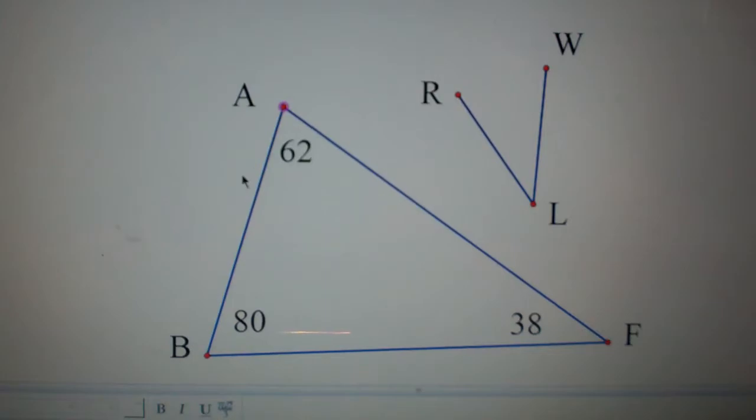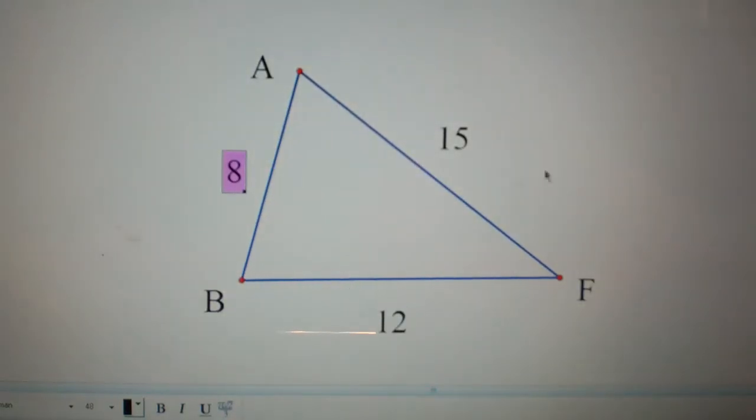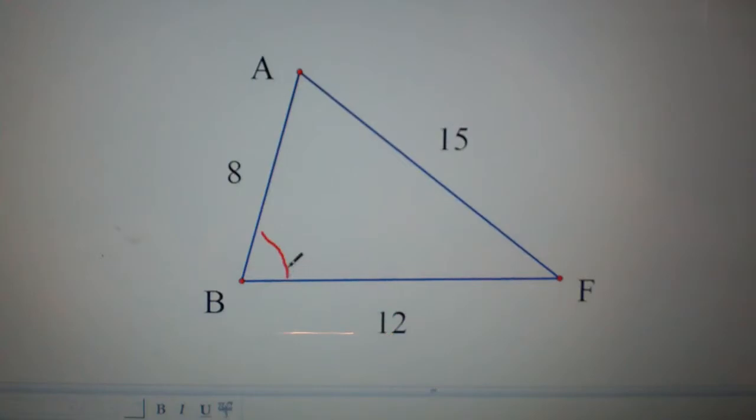And the reverse is also true of this. So if we look at another diagram here, let's say I have the same kind of triangle, ABF, and since the segment AF is the longest side of this triangle, therefore I can say that angle B is the largest angle of the triangle.